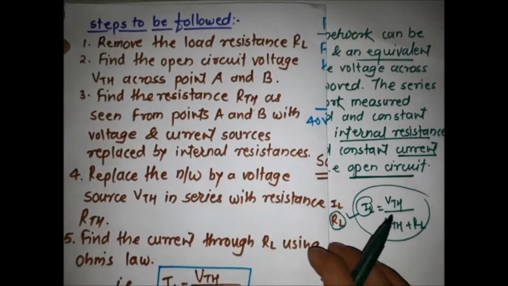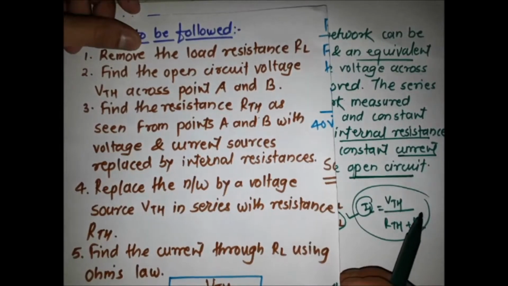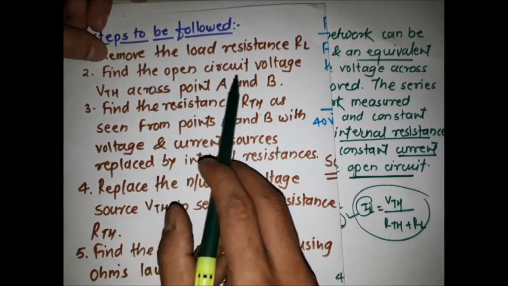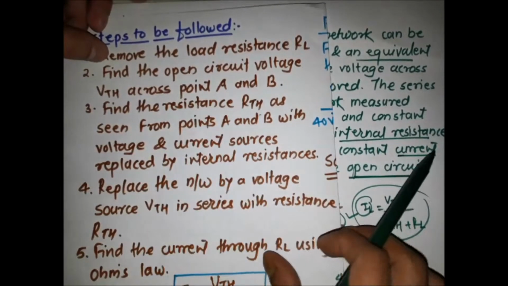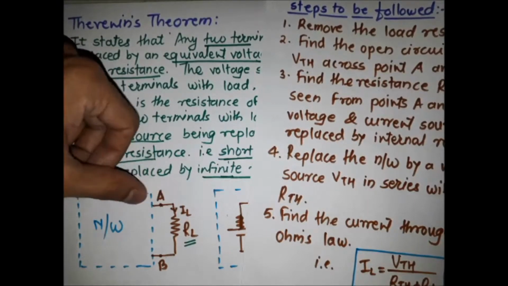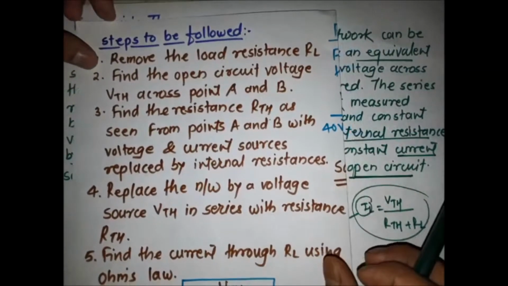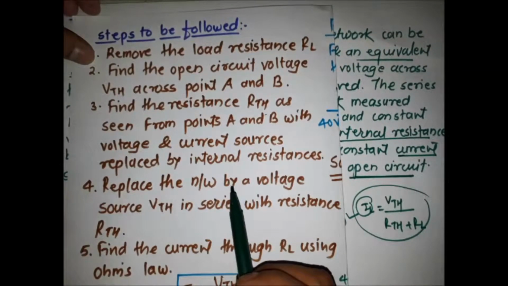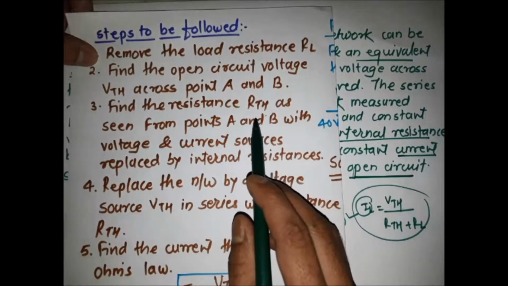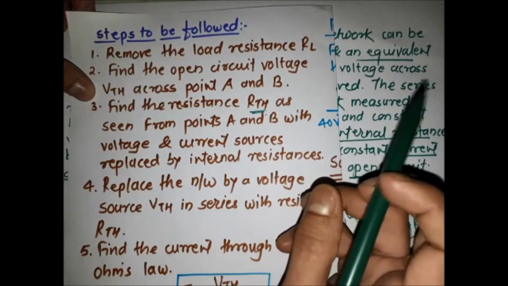Now the steps. First, remove the load resistance RL, the resistance through which we have to find the current. Then find the open circuit voltage VTH across the terminals A and B. As you have seen here, we remove the load resistance at terminals A and B and find the VTH. This is the second step. The third step is removing the load resistance RL and finding the RTH by replacing the voltage sources and current sources by their internal resistances.